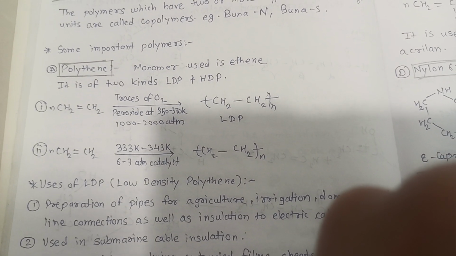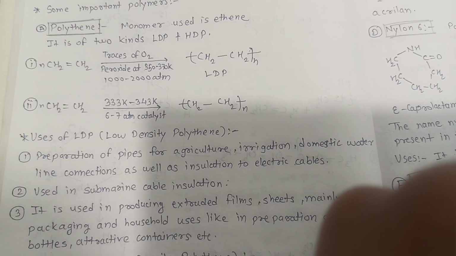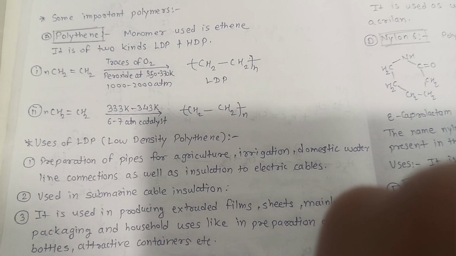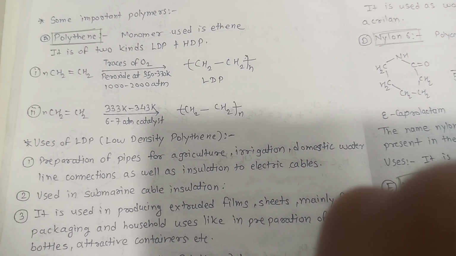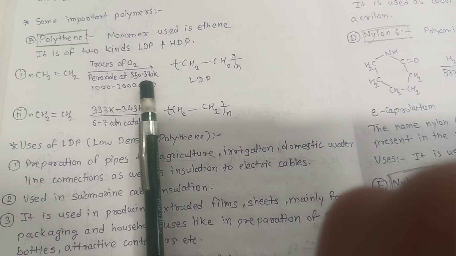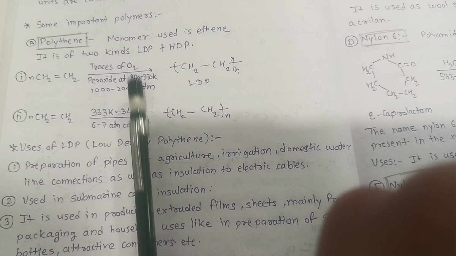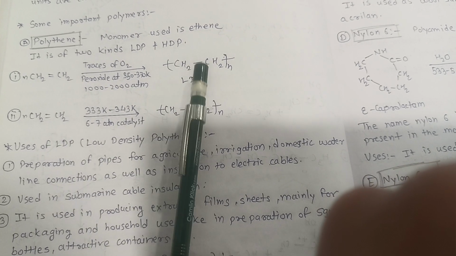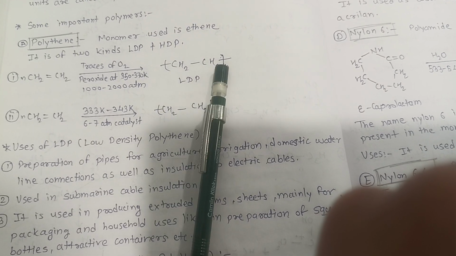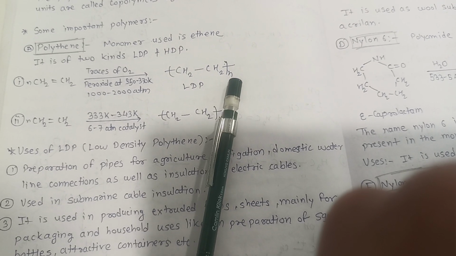First is polyethylene. So the polyethylene monomer used is ethene, and it is of two types. Two types of polyethylene are there, LDP and HDP: low density polyethylene and high density polyethylene. See the preparation: CH2=CH2, traces of oxygen or peroxide at 350 to 370 Kelvin, 1000 to 2000 atmospheric pressure. And then instead of this double bond, you have to remove that double bond and place a single bond over there, and you have to give brackets and bonds to that bracket, and you will write this n over here.